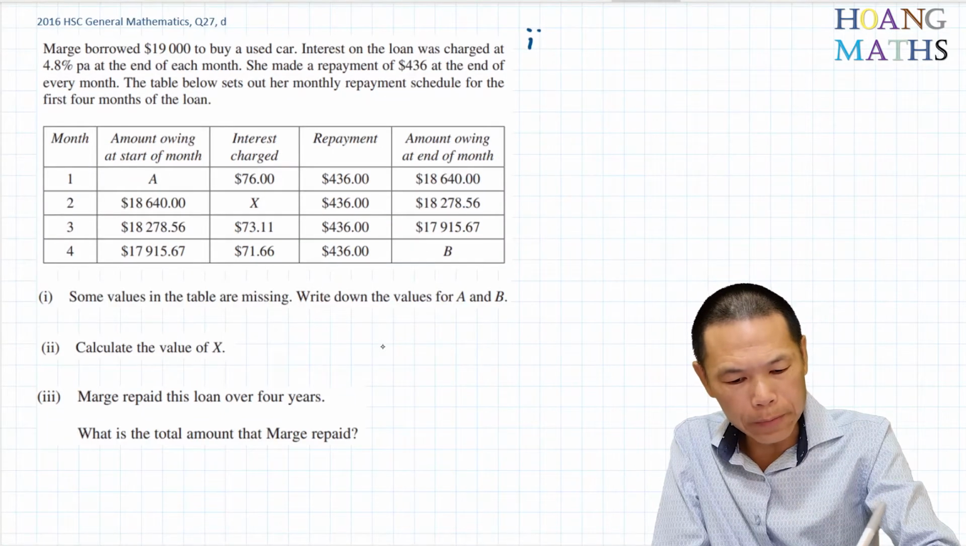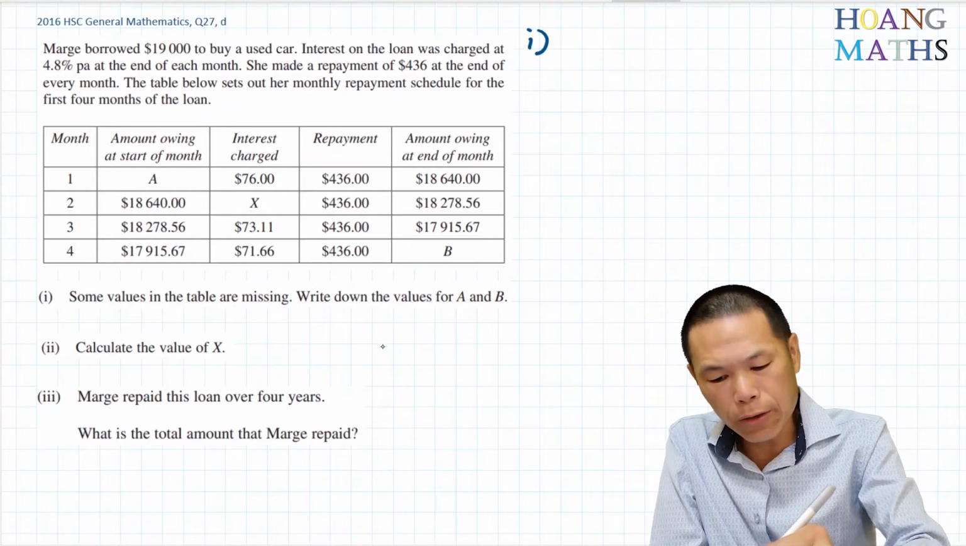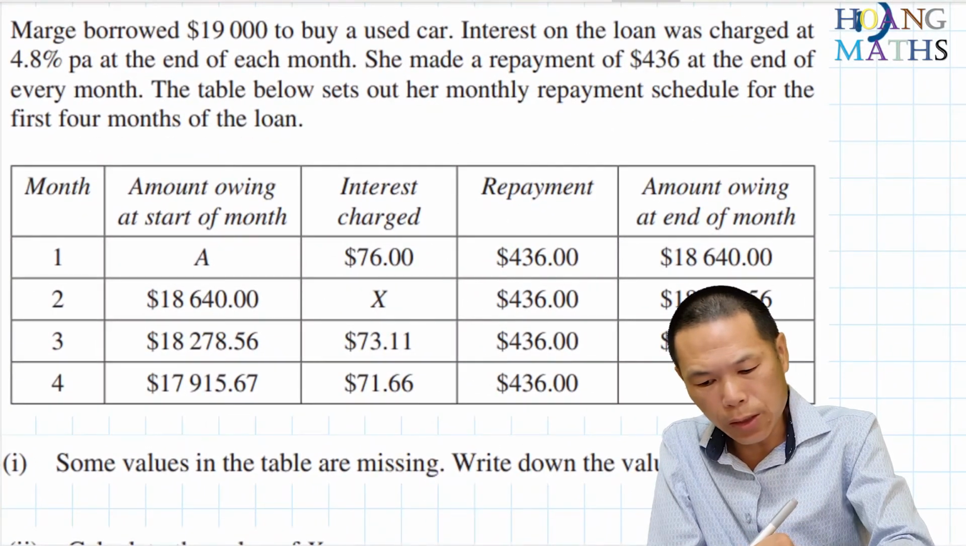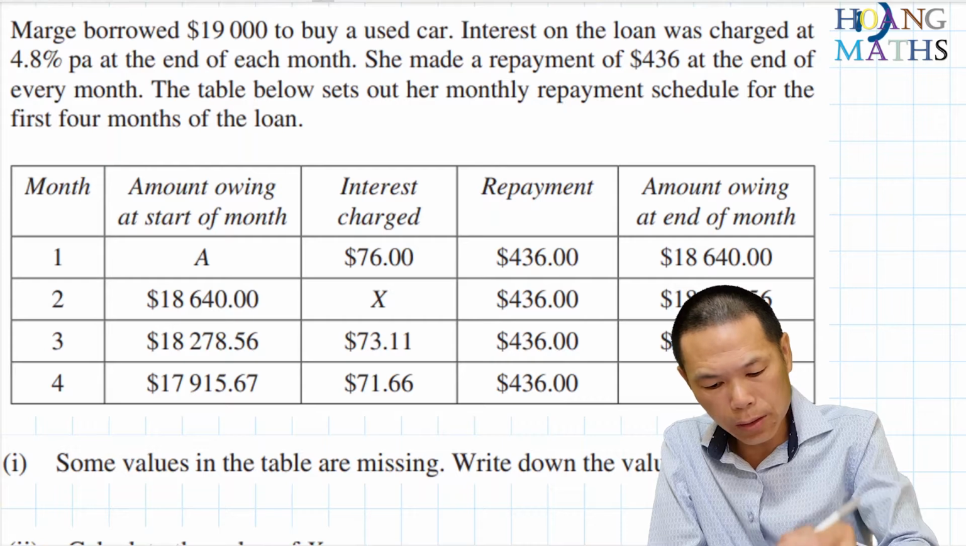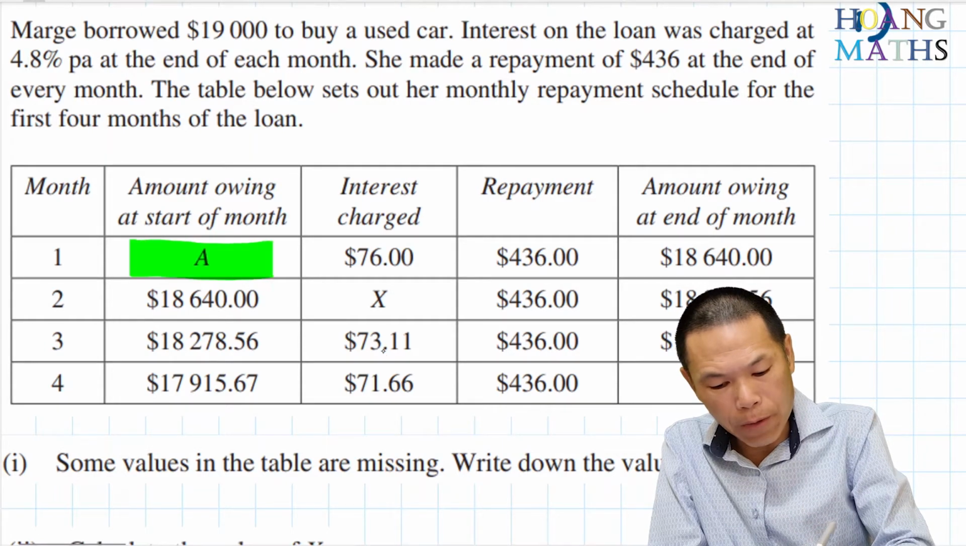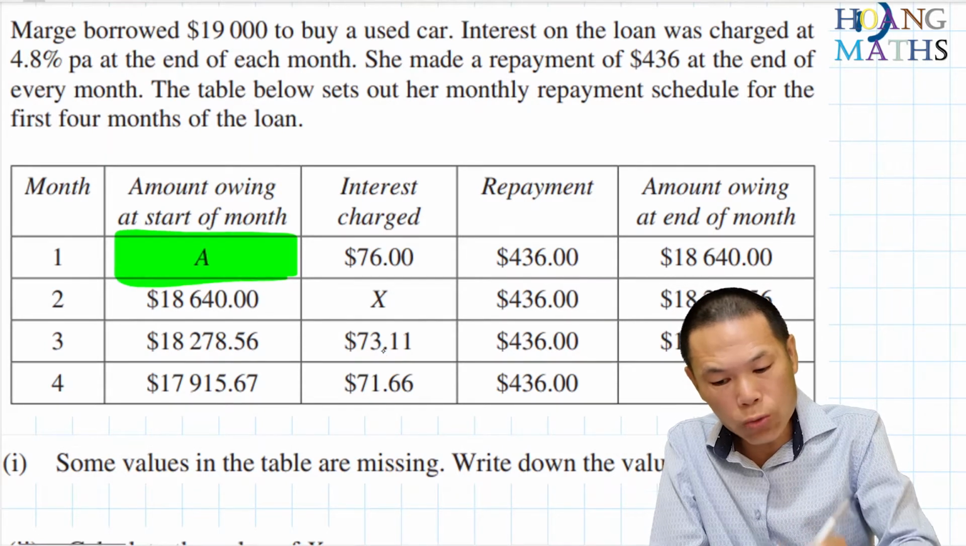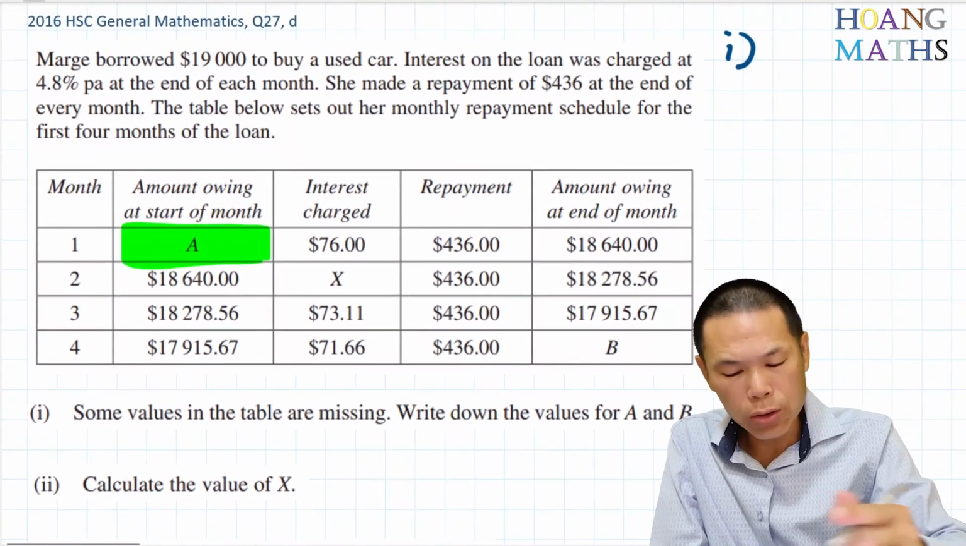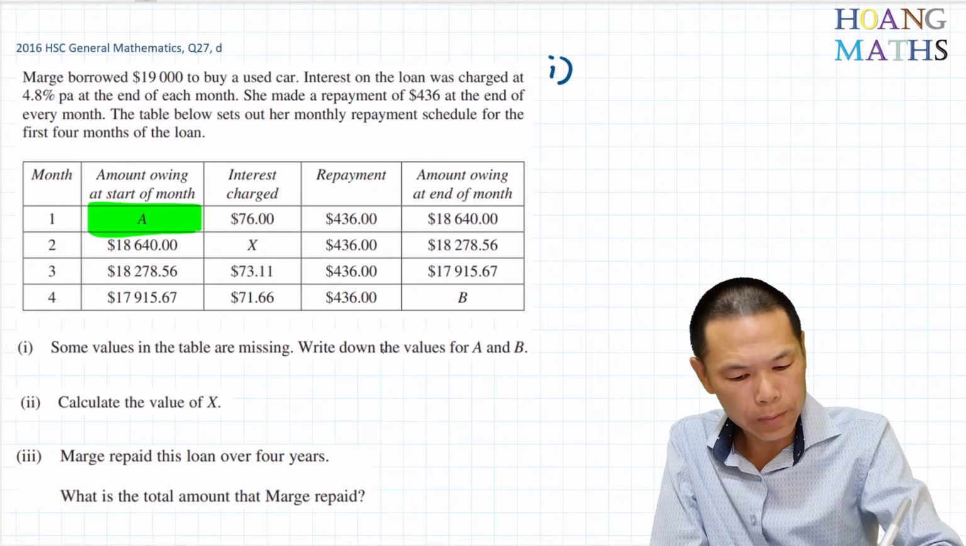So part 1. We need to find out the value of A. So the value of A is the amount of money that she owed. So that is at the beginning. So she borrowed $19,000.